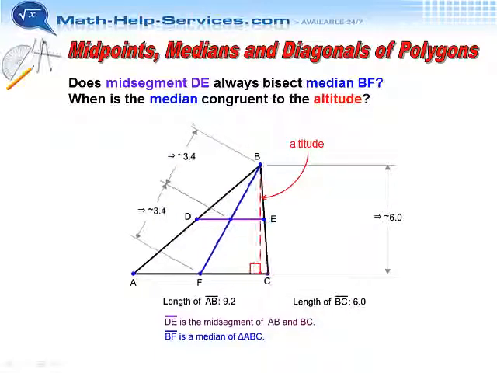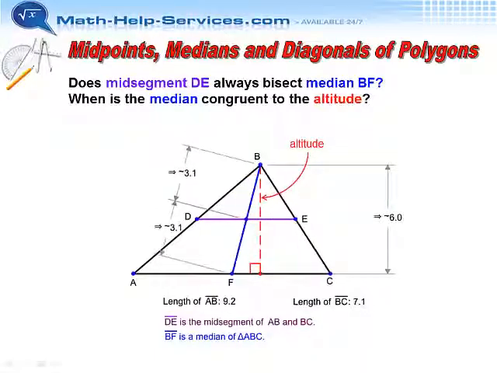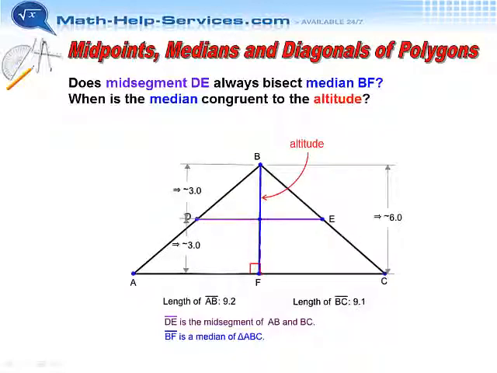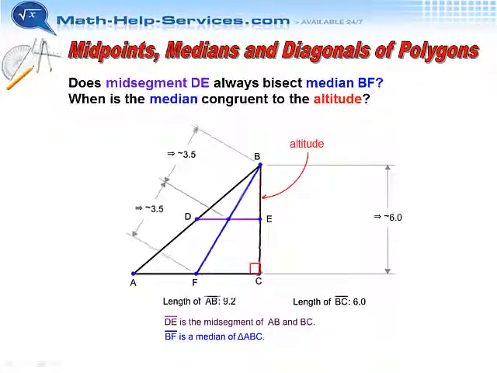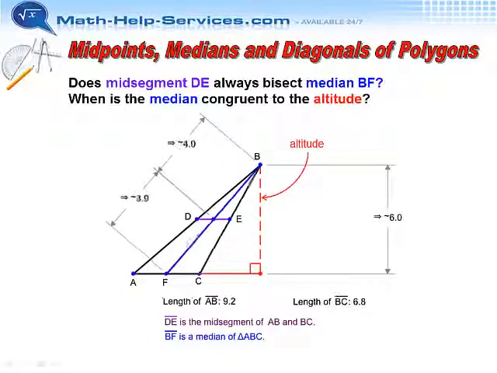So look at this animation. Notice the length of line segment AB is 9.2. It doesn't change. However, the length of line segment BC does change.